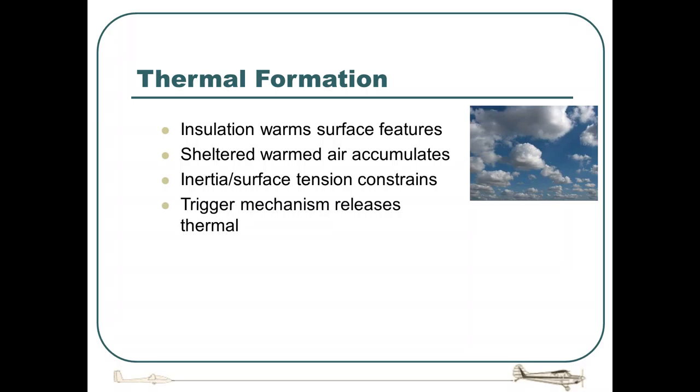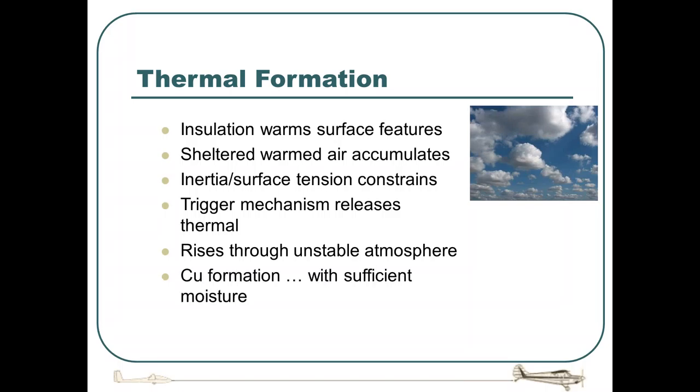So there's a few trigger mechanisms that can help to release a thermal from the ground once you've got this hot bubble of air sitting above the surface. Once you've released it with a trigger, which could be a car driving past, could be the wind blowing and just suddenly knocking it free, this pocket of warmer air, which due to the fact that it's been warmed up is lighter than the surrounding air and also warmer, will rise up through the unstable atmosphere around it. Eventually it will show as little cumuluses like you see in this picture over here.